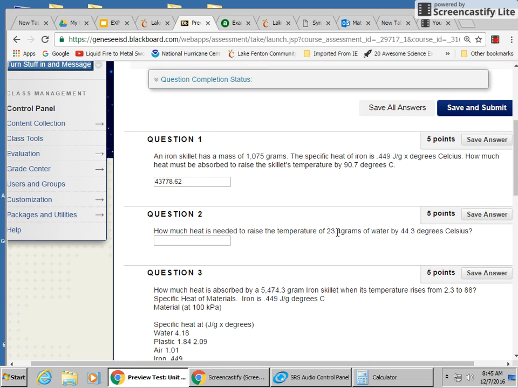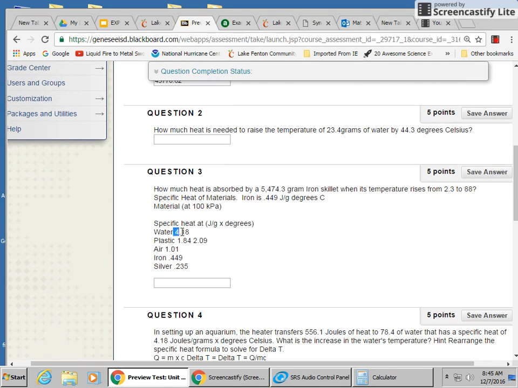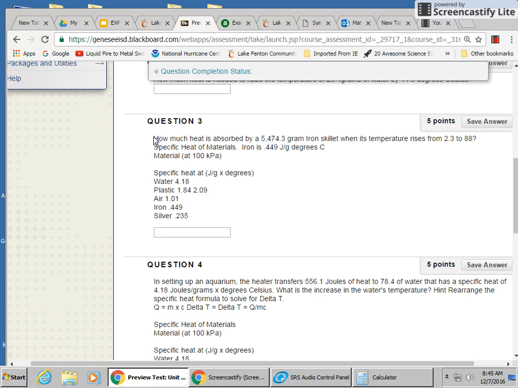And this is the same thing. How much heat is needed to raise the temperature of 23.4 grams of water? You just come down here to get the C of water and multiply those. So it's 23.4 times 4.18 times 44.3. Does that make sense? All you're doing is multiplying on here. And once again, how much heat? You've got a 5. This is your mass.